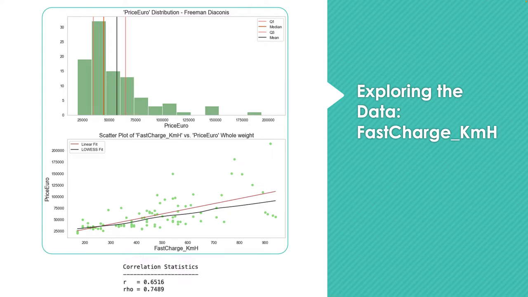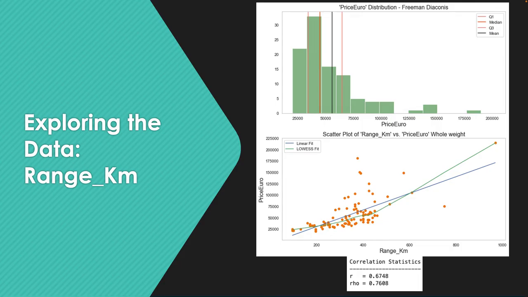Next, looking at fast charge. So this one had a little bit of a stronger correlation than acceleration. However, again, it looks like a stronger nonlinear relationship between these two variables. Next, we can look at range, which had a fairly strong relationship with price euro, but again, it looks like more of a nonlinear relationship between these two variables.